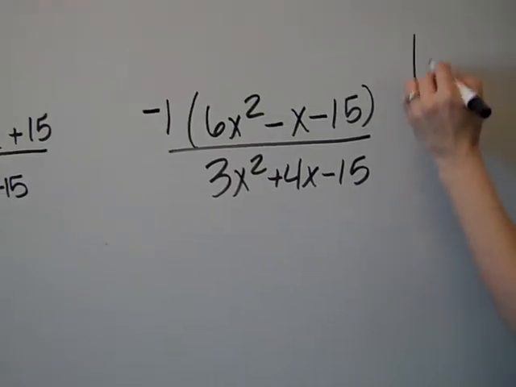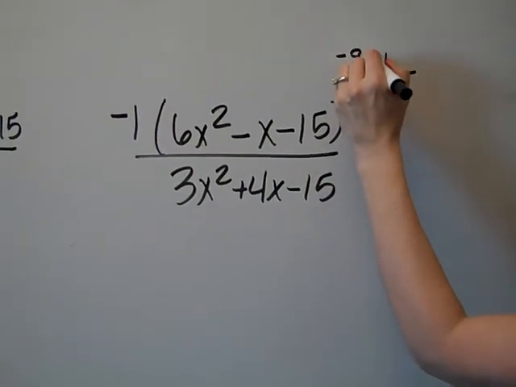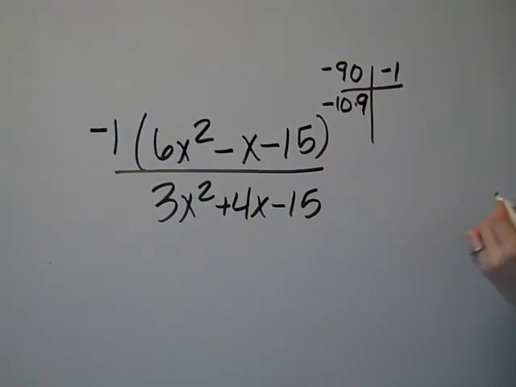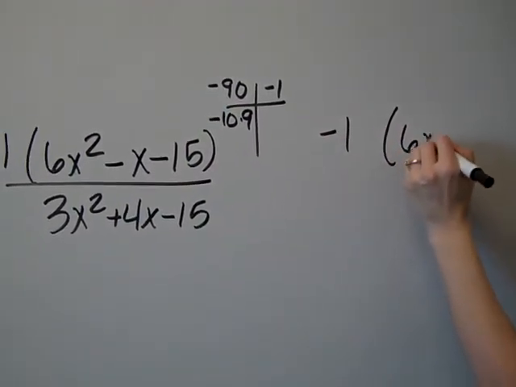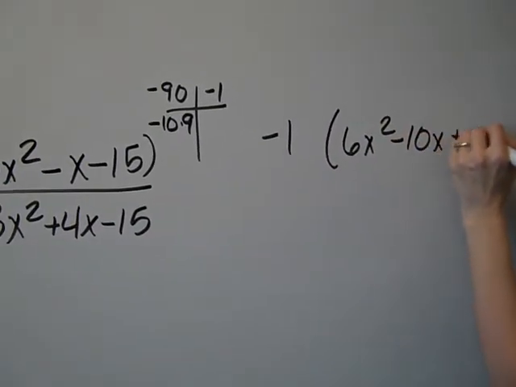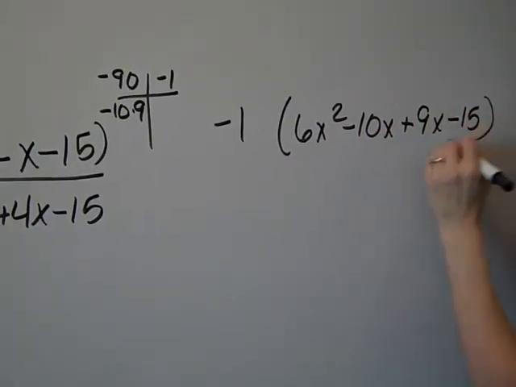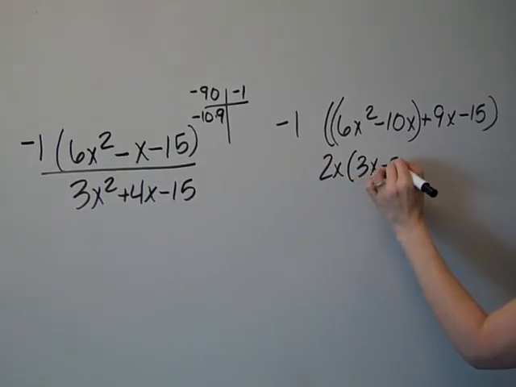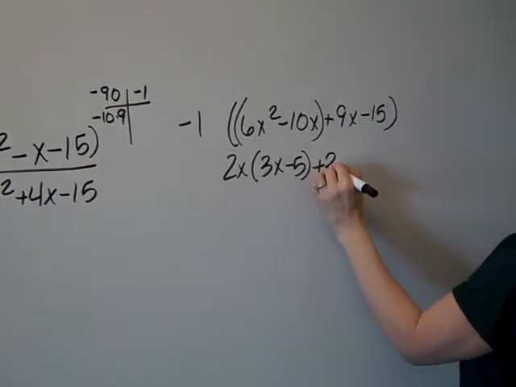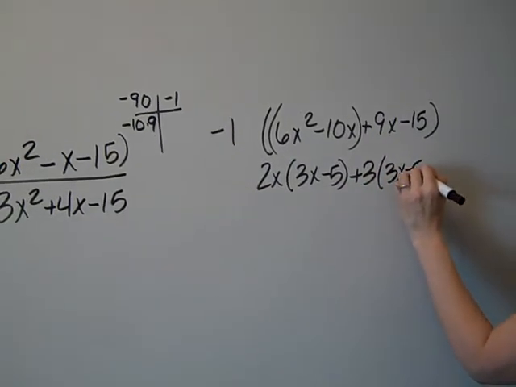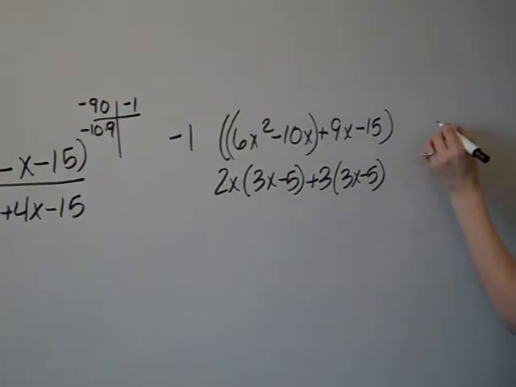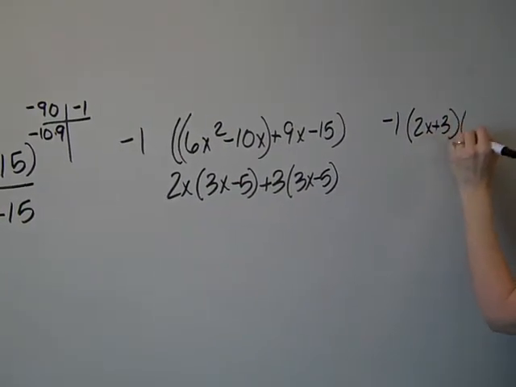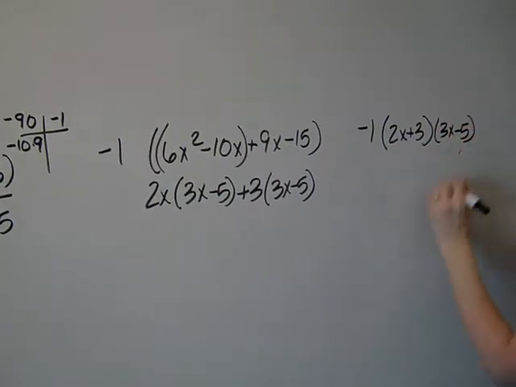Now we're going to do the AC method. What multiplies to give me negative 90 but adds to give me negative 1 is negative 10 times 9. So this one is negative 1 times 6x squared minus 10x plus 9x minus 15. First group has 2x, which gives me 3x minus 5. The second group has 3, which gives me 3x minus 5. We're looking good. So it factors into negative 1 times 2x plus 3 times 3x minus 5.